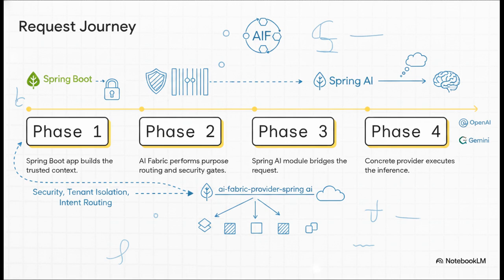The absolutely critical detail you need to take away here is that security, tenant isolation, and intent routing all happen before Phase 3. Your application entirely owns the policy. The provider is literally just supplying the raw intelligence when called upon.